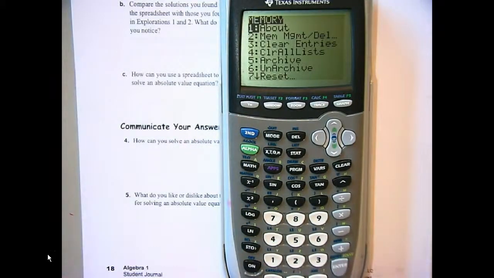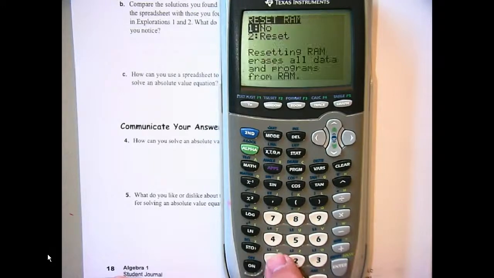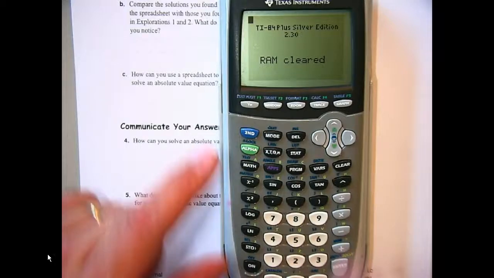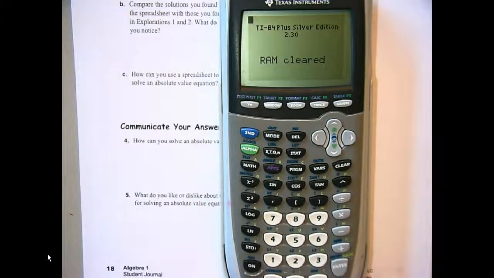plus 7, 1, 2. Second plus 7, 1, 2. Once you're done, calculator needs to be sitting on your desk. Okay? And this only works with the TI-84 or 83. Yes? Do second plus 7, 1, 2. Okay?